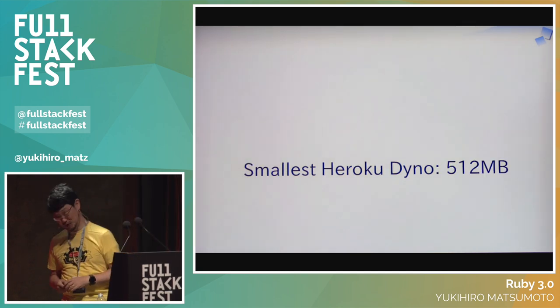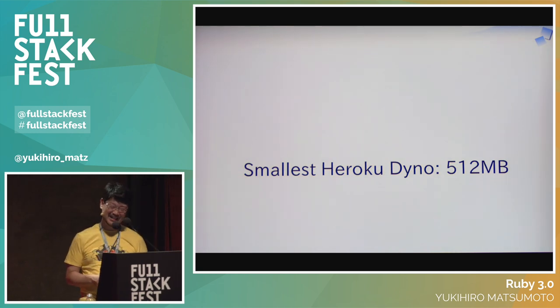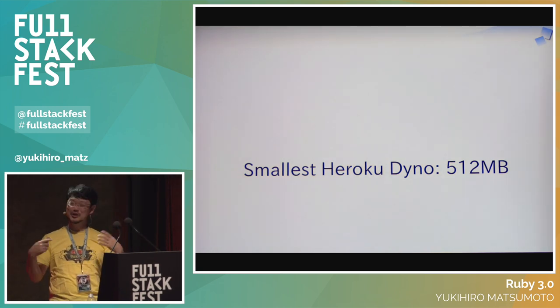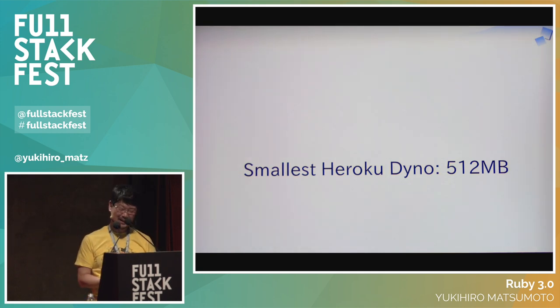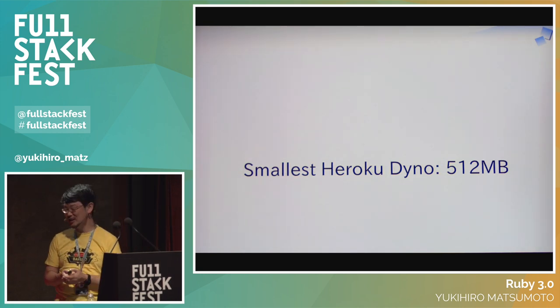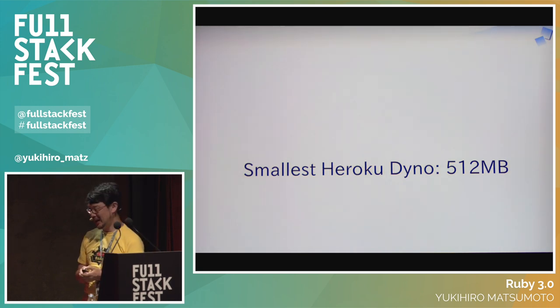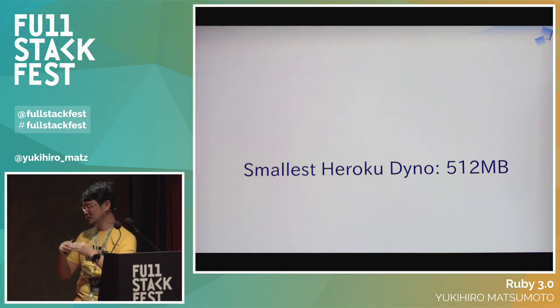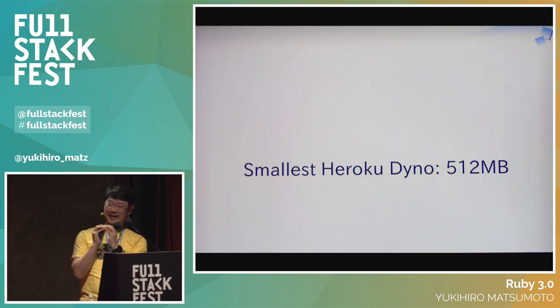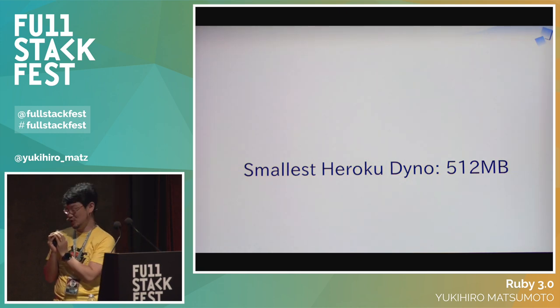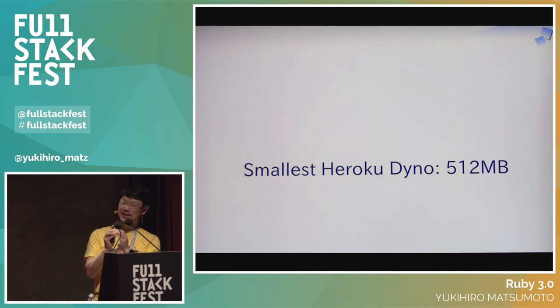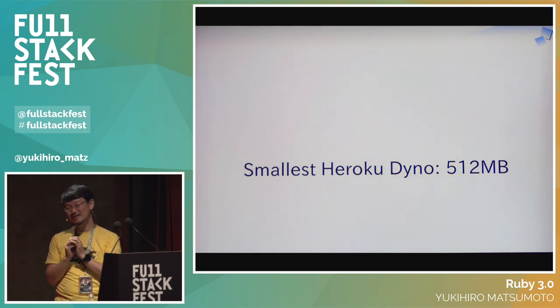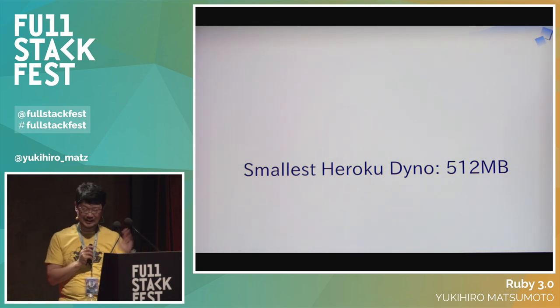I work for the company named Heroku, and its execution unit is named Dyno. The smallest Heroku Dyno has 520 megabytes of memory, which is very easy to hit in Rails applications. So when we introduce that kind of tracing JIT, Ruby with JIT will not run on these small dynos.